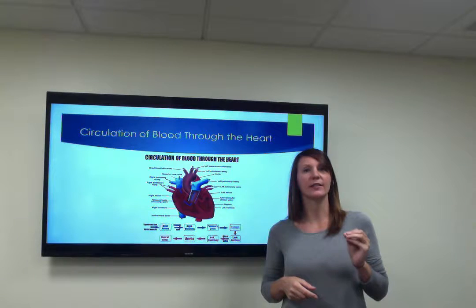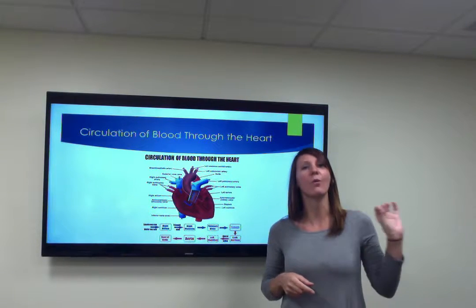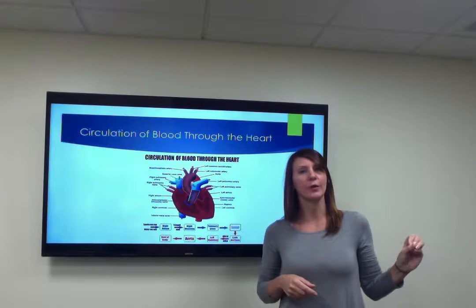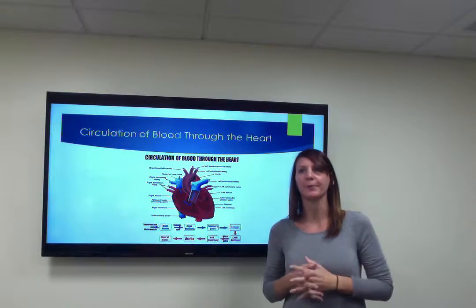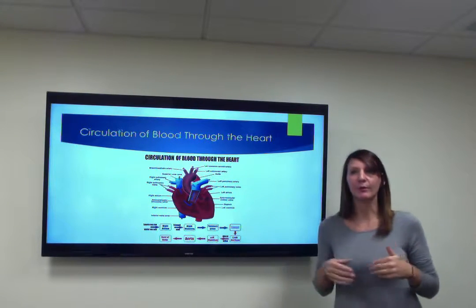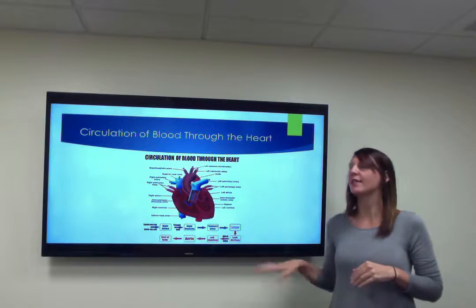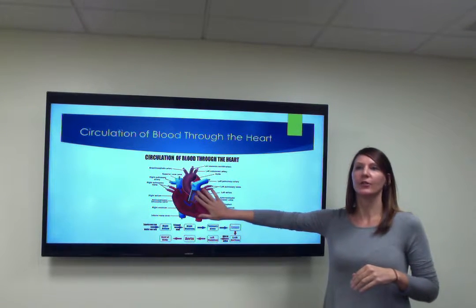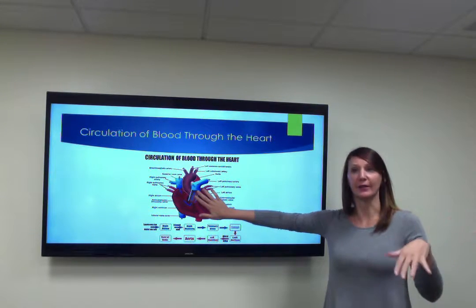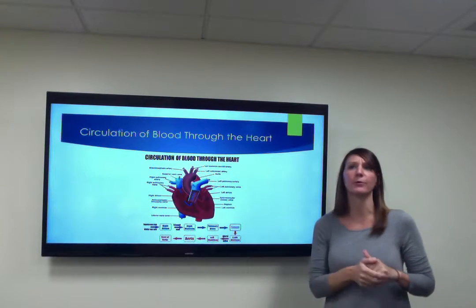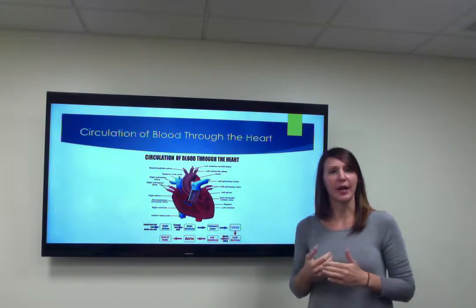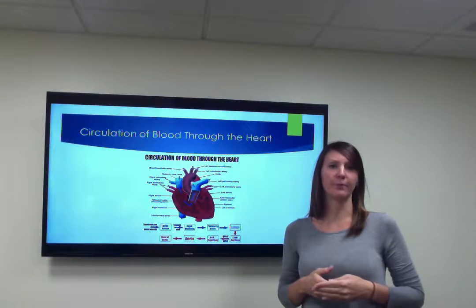Key thing here is that the arteries always carry blood away from the heart and the vessels always carry blood back to the heart. So the lungs then refresh the blood with a new supply of oxygen, and then the oxygen-rich blood enters the left side of the heart through the pulmonary vessels, which is then pumped through the aorta to the body to supply the tissues with oxygen.